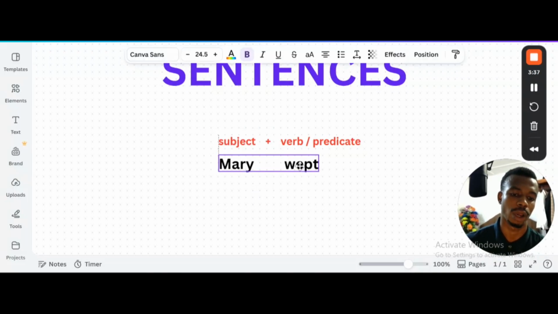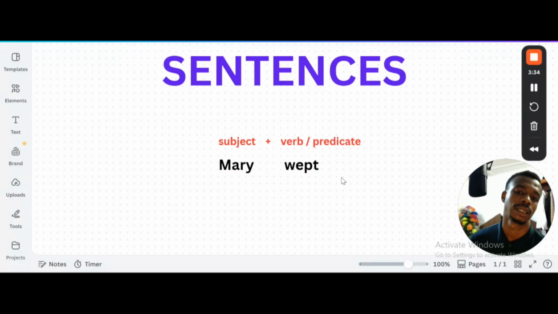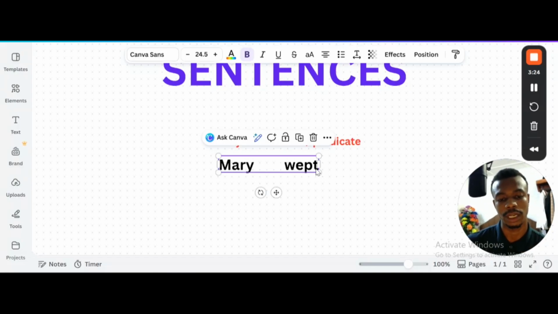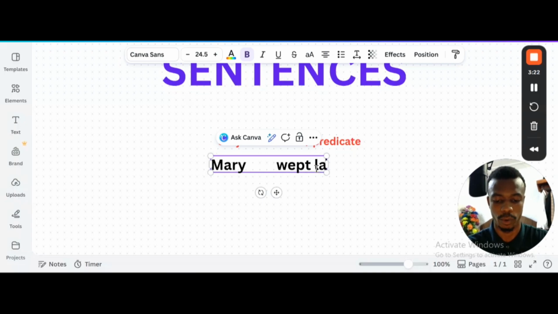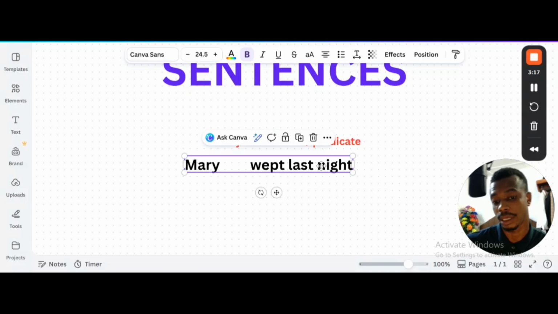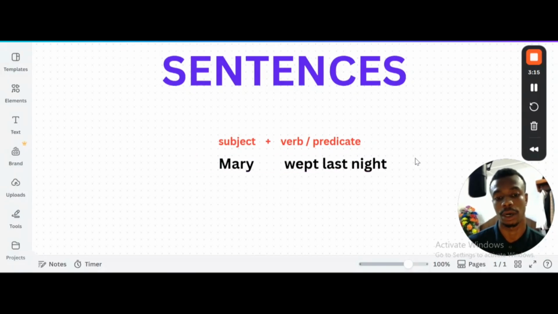We can also say wept is the predicate, because a predicate is a word or a group of words that tells you more about the subject. Wept is the only thing here that tells you more about Mary. Wept is the predicate. But if you expand this to be Mary wept last night, wept is the verb, but wept last night becomes the predicate because wept last night tells you all you need to know about Mary.